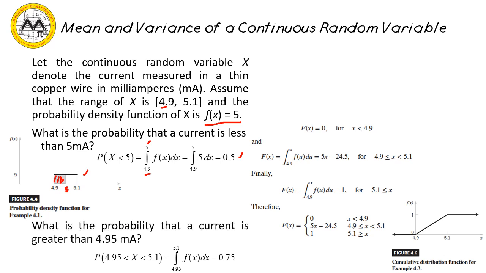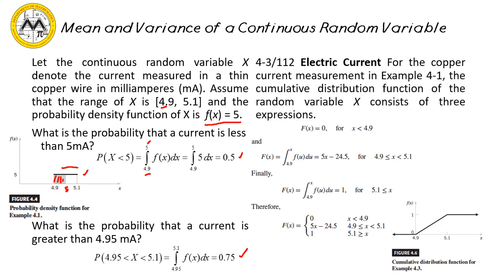What is the probability that the current is greater than 4.95? So greater than 4.95 would be from 4.95 to 5.1. So the integral of 5 dx from 4.95 to 5.1 is simply 7.5.